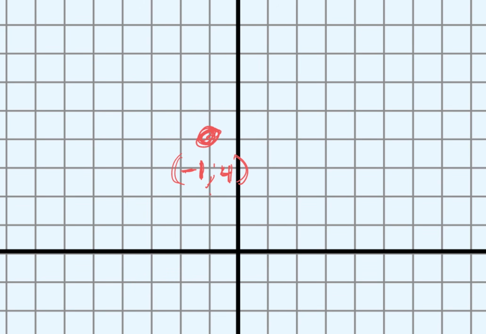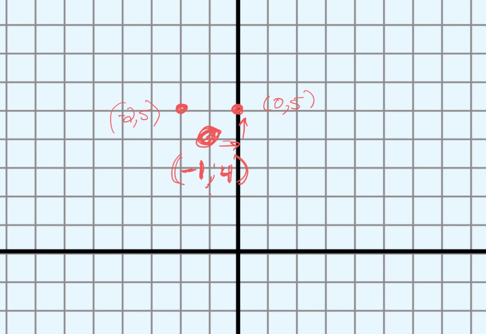So we're going to go over 1, up 1: 1, 1. We're going to get the next point. We already know that next point. That's 0, 5. But we're going to do it on the other side. Over 1, up 1. Over 1, up 1. That's going to give me what? Negative 2, 5. We already have 3 points now.